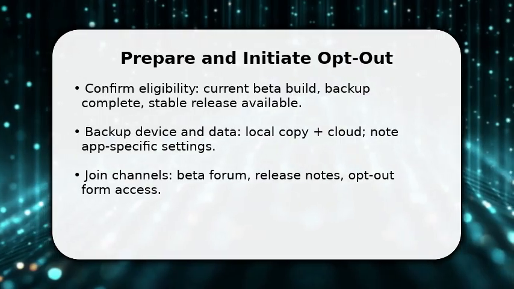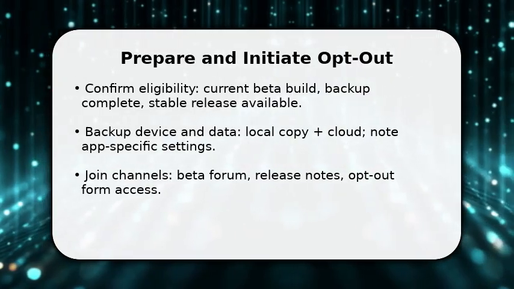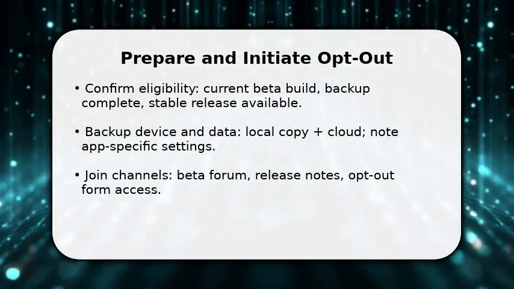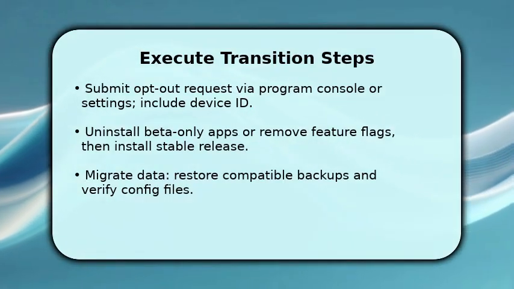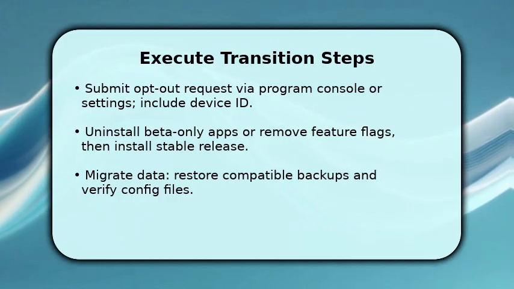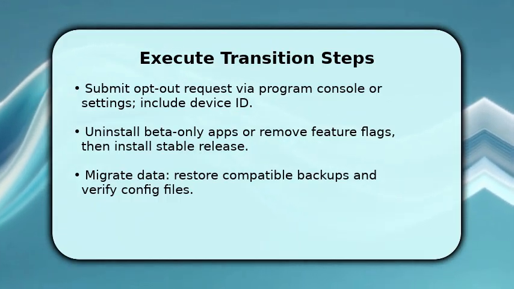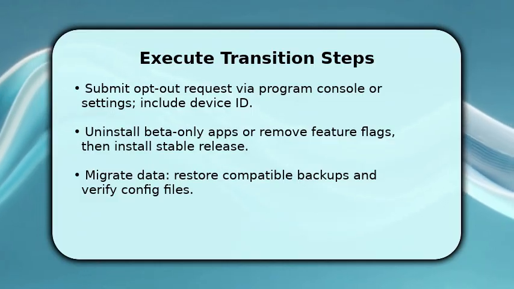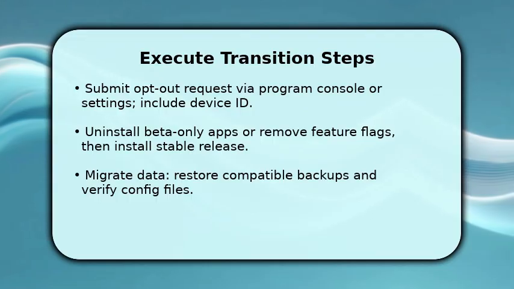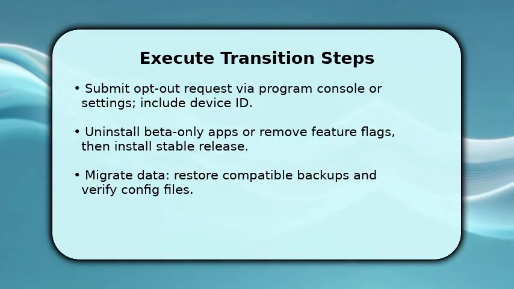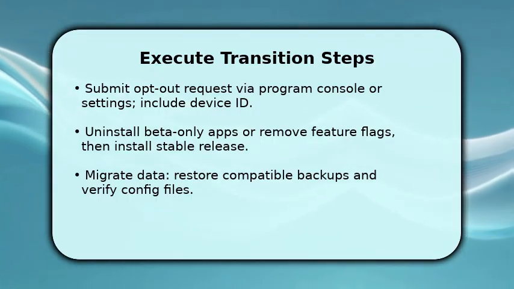Next, submit the opt-out request through the beta program console or your account settings. Include the device ID and any requested logs so the maintainers can process your exit cleanly. After that, remove beta-only apps and disable experimental feature flags to avoid incompatibilities. Install the stable release, then restore the compatible backup and confirm configuration files.